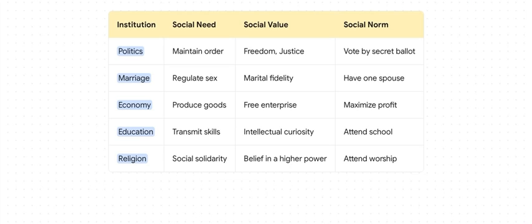And this is where it all clicks into place. Just look at the pattern here. Each institution connects a basic need with values, rules, and roles. Take politics, for example. The need is to maintain order. The value might be something like justice. The rule or norm is to vote, and the roles are things like president or MP. Or look at education. The need is to pass on skills. The value is curiosity. The norm is to attend school, and the roles are teacher and student. See, each one is a whole package built to solve a problem.